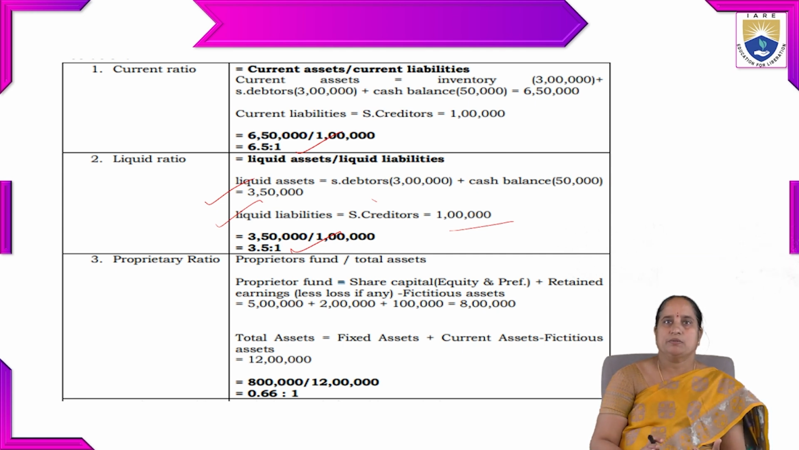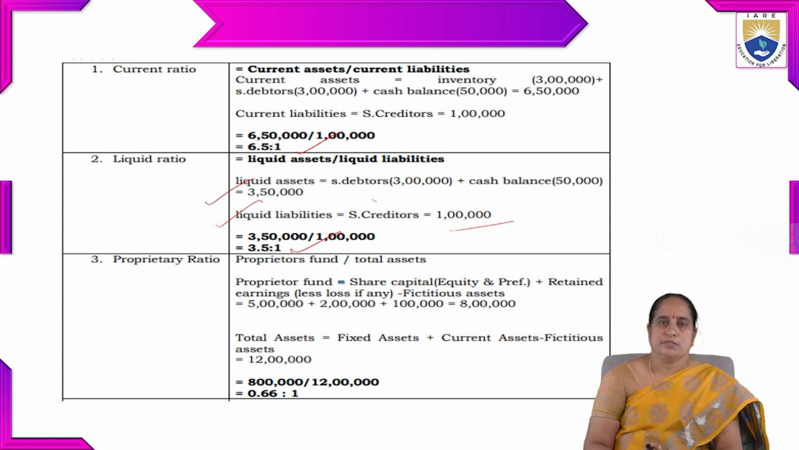So in this case, we have given share capital, that is 5 lakhs, plus retained earnings 2 lakhs, and fictitious assets also given, that is 1 lakh. So total proprietary fund is 8 lakhs.